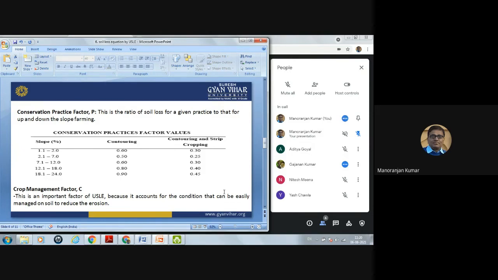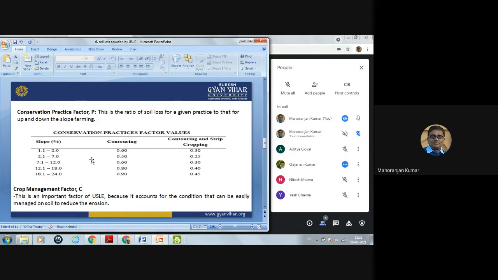Now next is the conservation practice factor, that is P. This is the ratio of the soil loss for a given practice to that for up and down the slope farming. And here in this table, the conservation practice factor values are given. So if the slope is 1.1 to 2%, then the value is 0.60 if contouring is there, and if there are both contouring and strip cropping measures, then 0.30. Similarly, other values are there for the conservation practice factor.